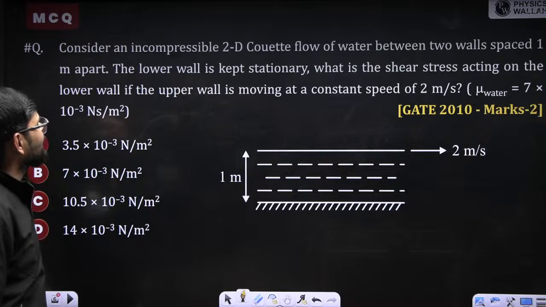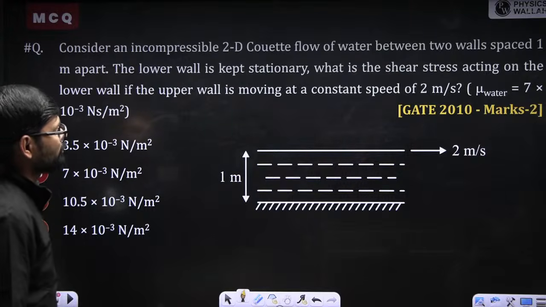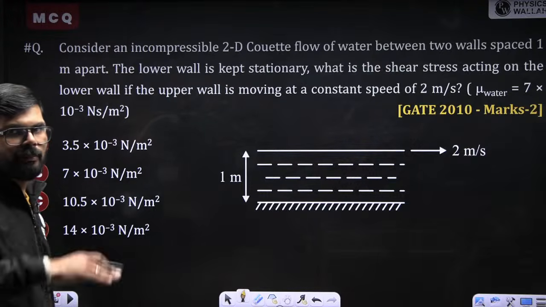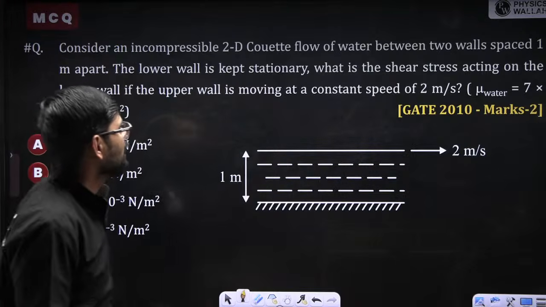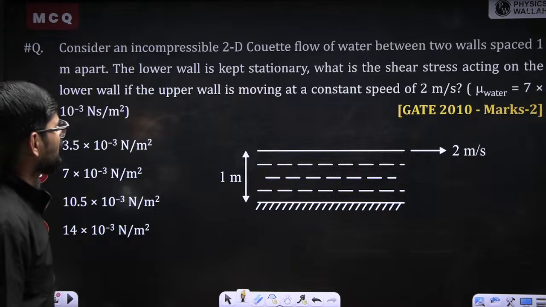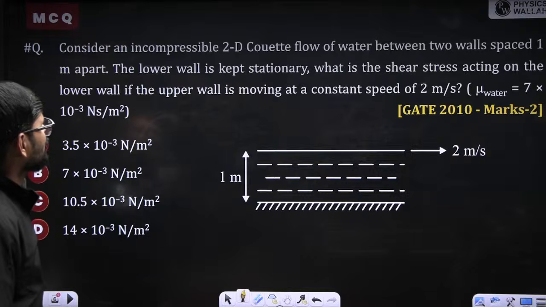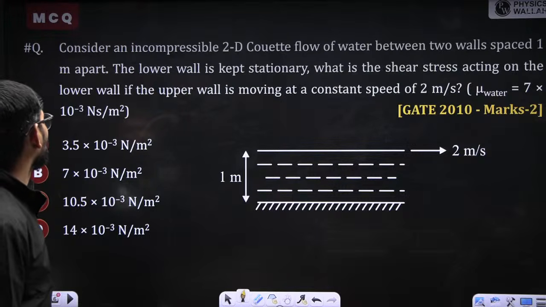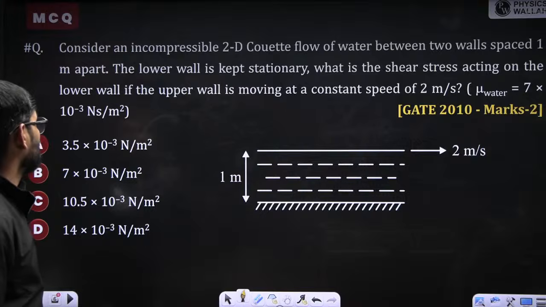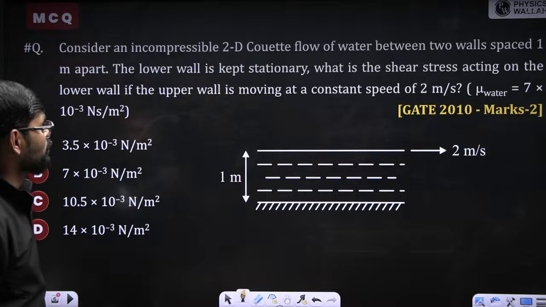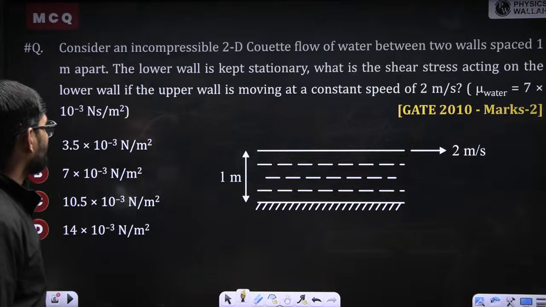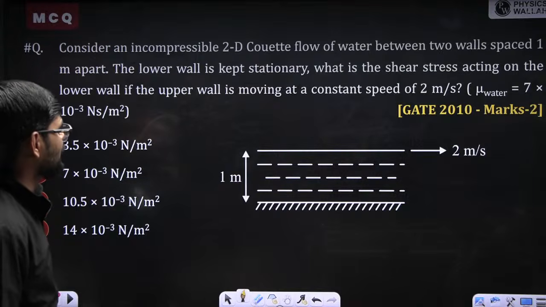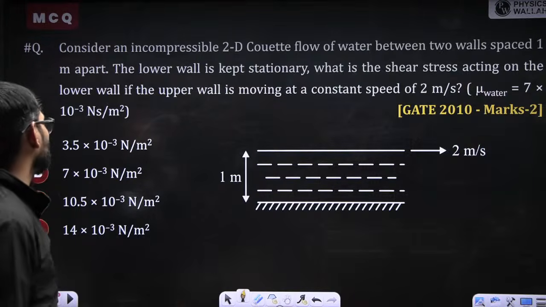So consider an incompressible 2D Couette flow. Couette flow means one plate is going to be fixed, another plate is going to be moved, right? Couette flow, and 2 walls are spaced 1 meter apart. The lower wall is kept stationary. What is the shear stress acting on the lower wall if the upper wall is moving at a constant speed of 2 meter per second?